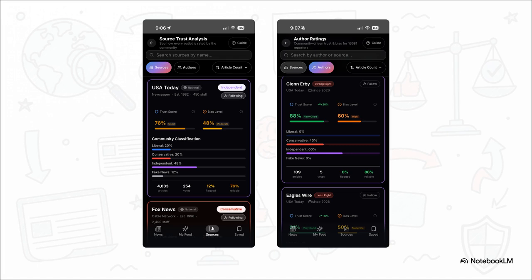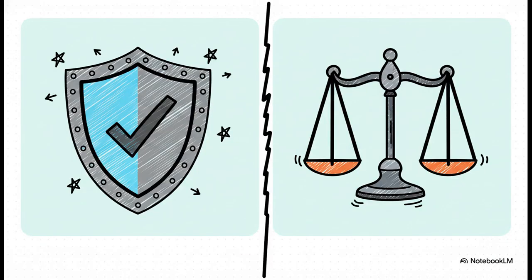It's a vital media literacy lesson, really. You can't just judge an article by the logo at the top of the page. You have to evaluate the specific journalist writing it. And this brings us to a vital distinction that the platform makes: trust versus bias. This is a crucial aha moment for understanding modern media. A high bias level doesn't automatically mean low trust.